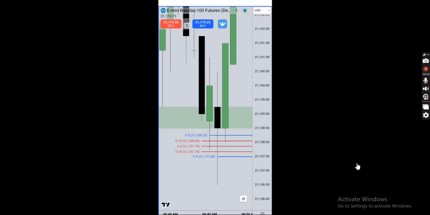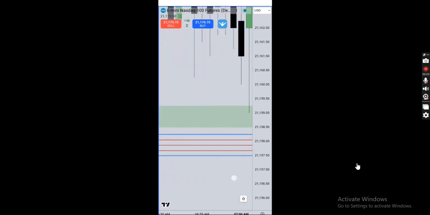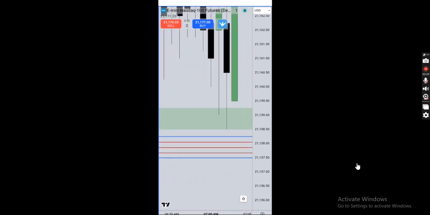The low of that gray pool is that consequent encroachment. The high of the gray pool is the consequent encroachment of that wick. Okay, so now when we have this information, we have a normal volume imbalance, which is shaded in green, and we move over to this level. We can see how it traded to it there.